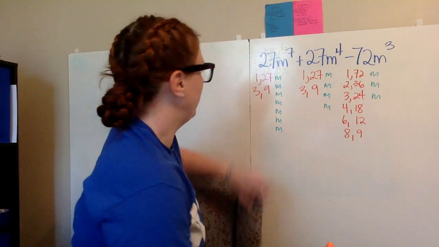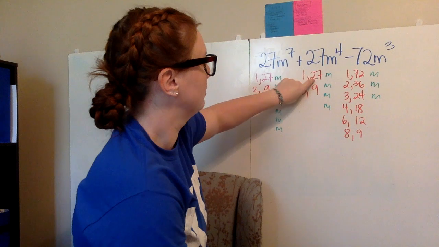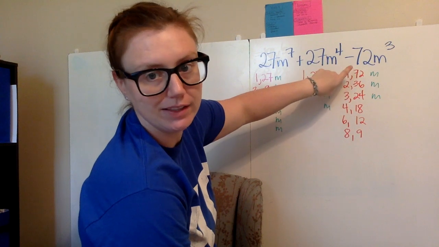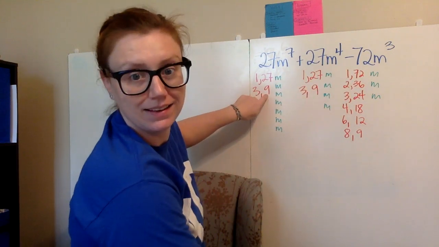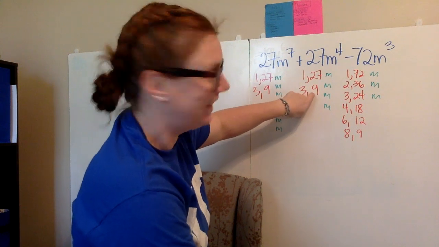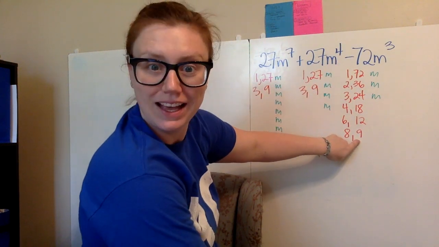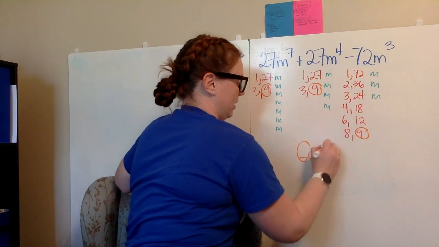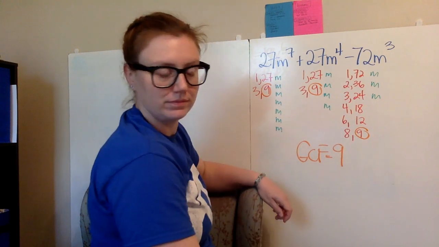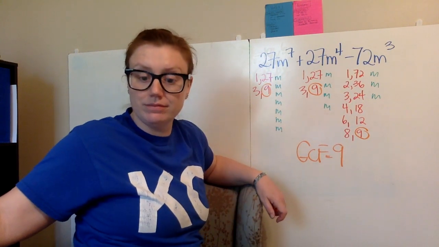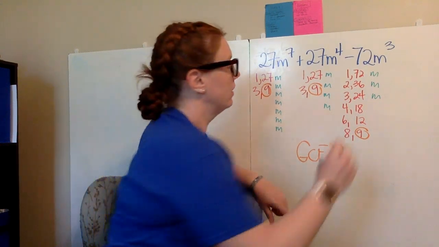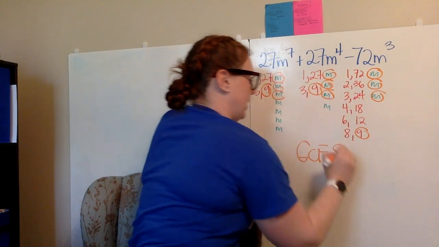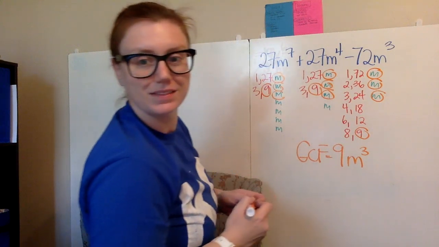What is the largest number that they share? 27? No, 27. No, 9. So they all share 9. And they all share, start smaller, 1, 2, 3, m to the 3rd.